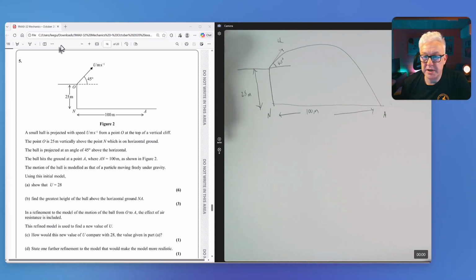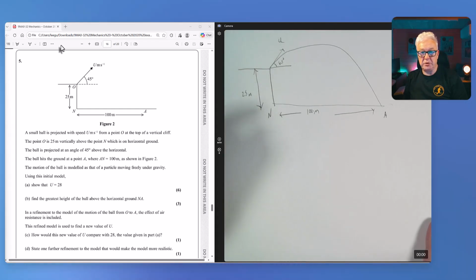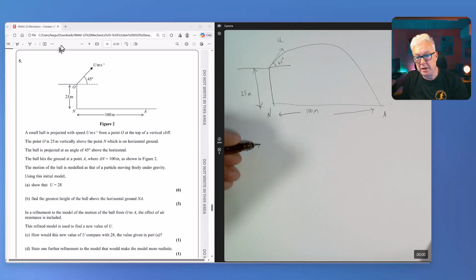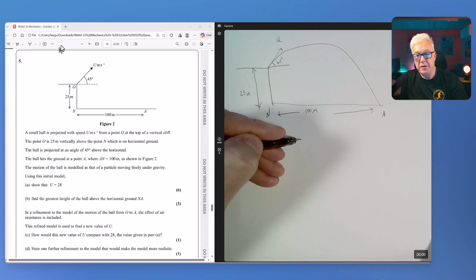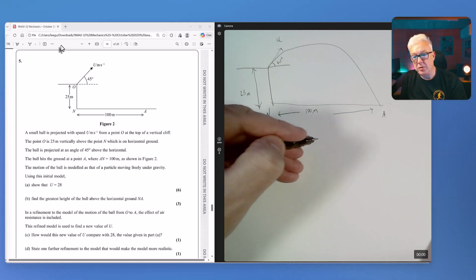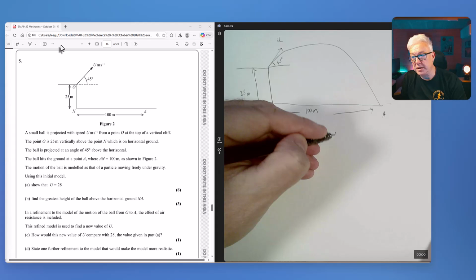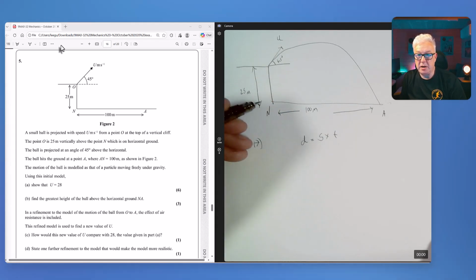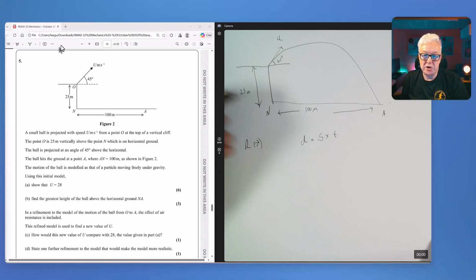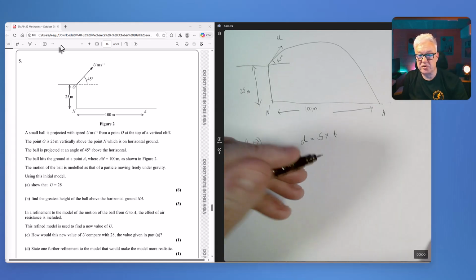Here is my representation of the sketch, and it's worth 6 marks. When it comes to projectile questions, we've really only got 2 tools available to us: resolving vertically and resolving horizontally. Let us start off by resolving horizontally. Horizontally, the distance travelled is equal to the speed times the time, because there's no component of acceleration acting horizontally, since gravity acts straight down.